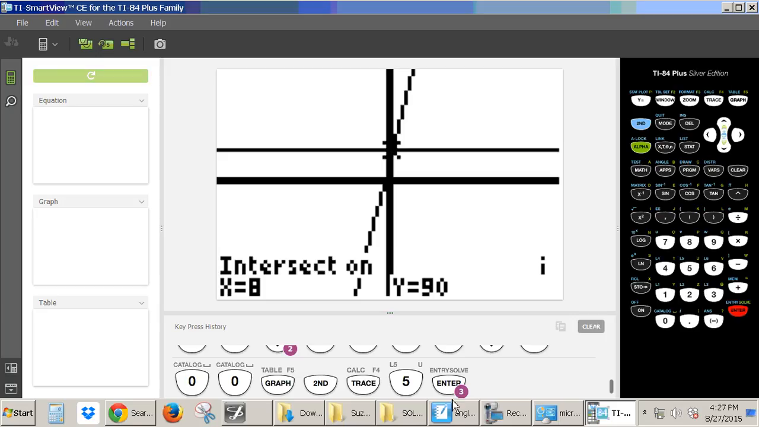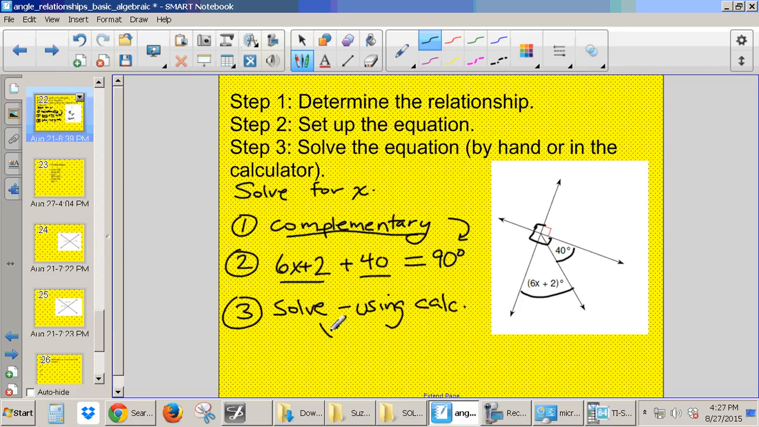So I'm going to go back to my problem. I'm going to say x equals 8, because I used my calculator. And if you're going to show me work for this, you should write y1 on your equation for the left-hand side and y2 for the right-hand side, because that's how you figured out that x was 8.